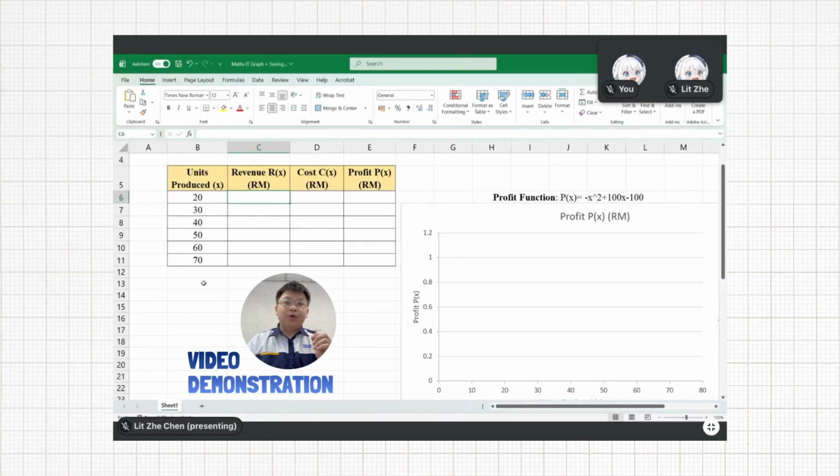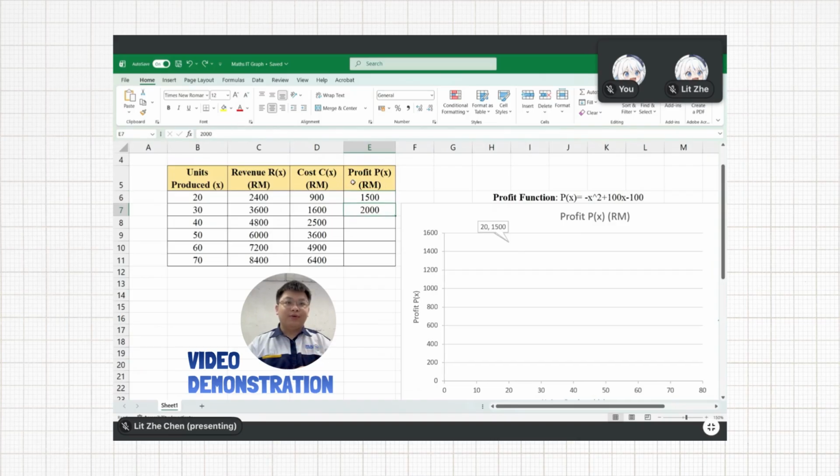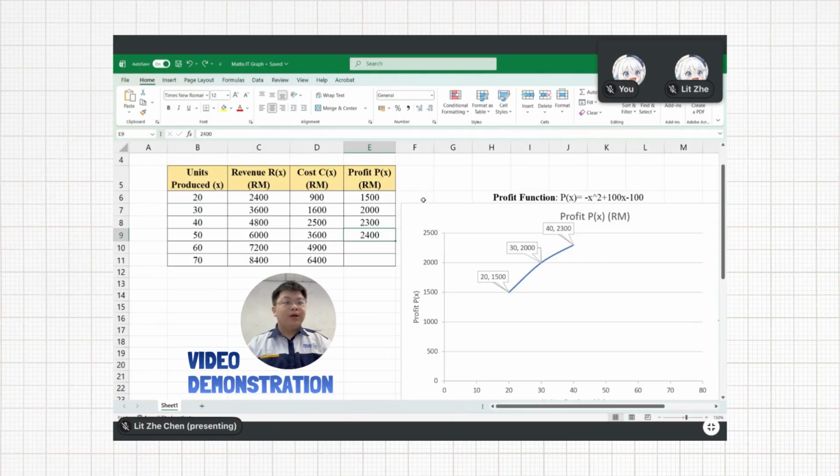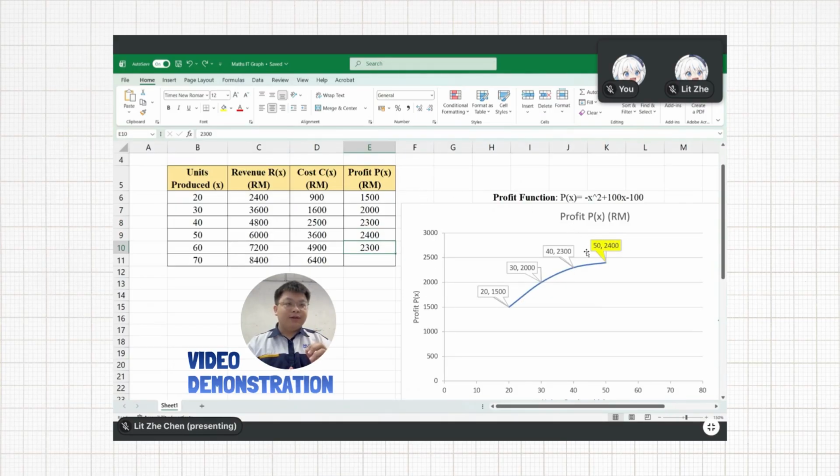First of all, we will look at the revenue column and we will insert the revenue formula, subsequently followed by the other revenue values at different units. Secondly, we move on to the cost column, which we insert the cost formula and subsequently according to the units produced. Lastly, the profit column, which we use the profit formula and insert respectively according to units produced. And according to the graph here, at the point it reaches maximum profit, it will be highlighted, and that indicates the profit maximization in the line graph.